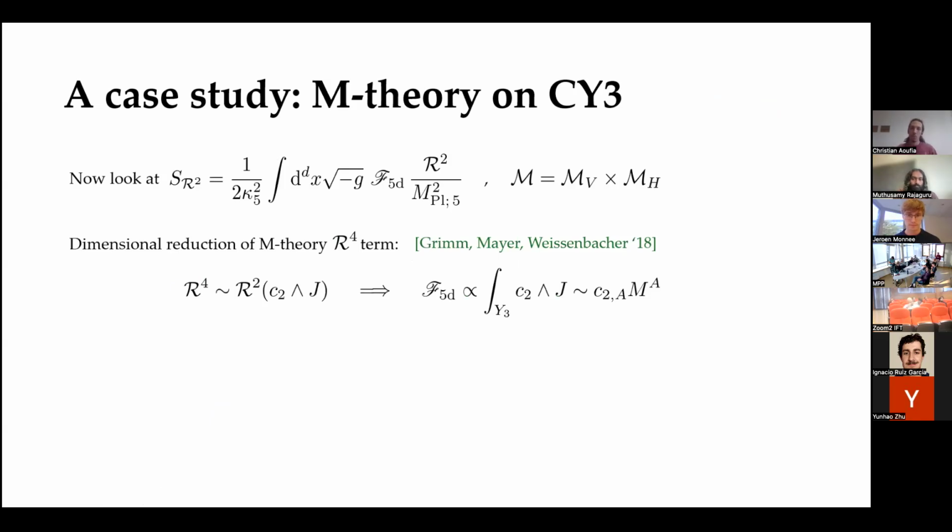So now we can switch to a more involved example, M theory on a Calabi-Yau threefold. We look still at the same operator, so R squared, and once again, this operator will depend only on the vector multiplets. One can understand this from either dimensional reduction of the R to the 4 term, or by uplifting the previous result. Either way, one gets, again, a linear function in the vector multiplet moduli.